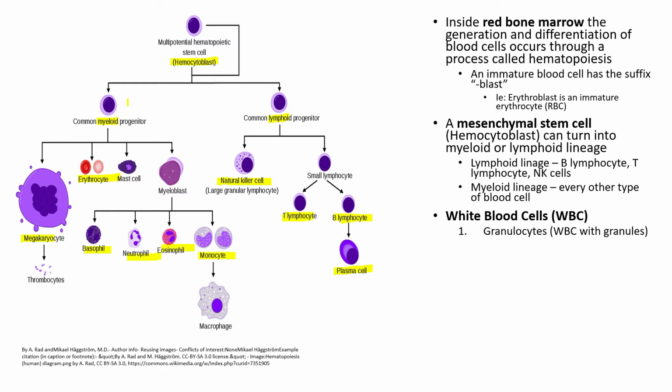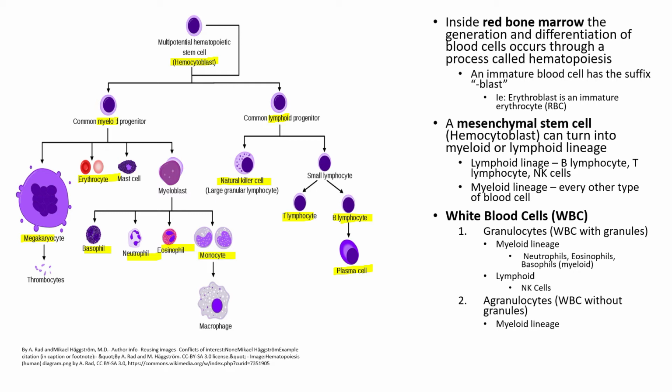So granulocytes are white blood cells with granules. From the myeloid lineage, we have the neutrophils, eosinophils, and basophils. And from the lymphoid lineage, we have the natural killer cells. We also have agranulocytes, which are white blood cells without granules. And these come from the myeloid lineage, which would be the monocyte, as well as the lymphoid lineage. And that's going to be our B and T lymphocytes. Additionally, in addition to white blood cells, we also have red blood cells, and that's going to be our erythrocytes.